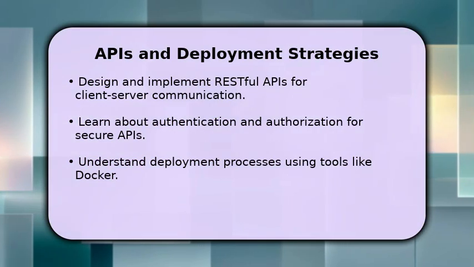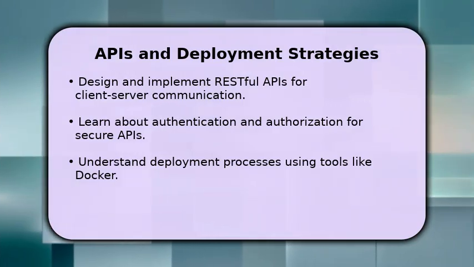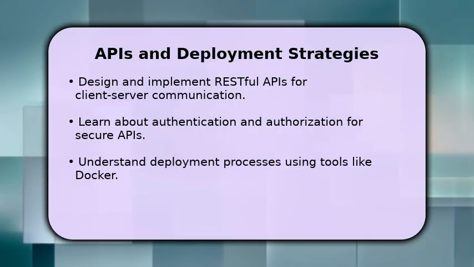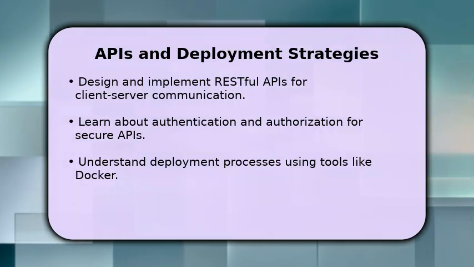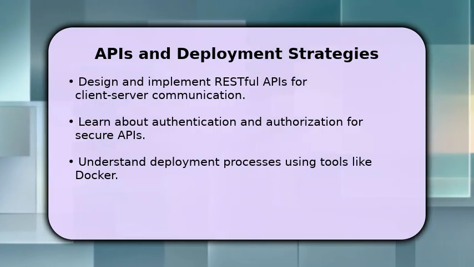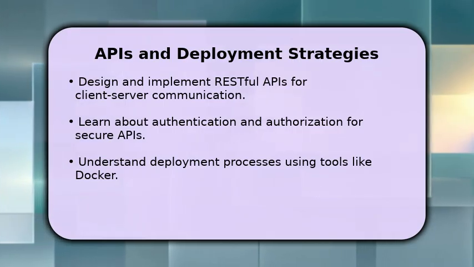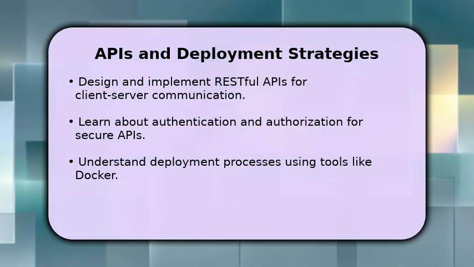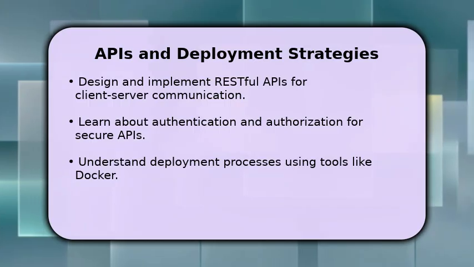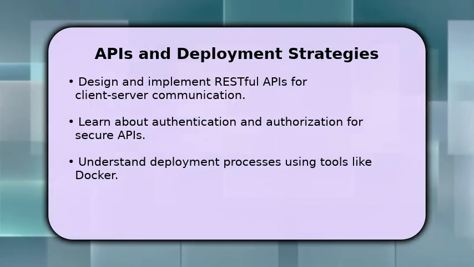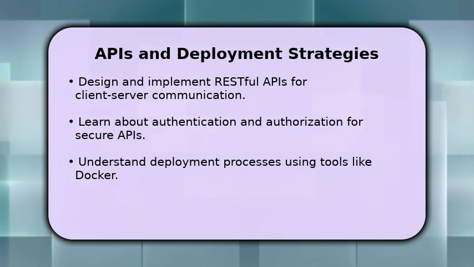The final crucial step is learning API development and deployment. You'll design RESTful APIs, which allow your backend to communicate with front-end applications. Security is paramount, so understand authentication and authorization methods. For deployment, containerization with Docker is a popular choice, simplifying environment management. Finally, explore cloud platforms like AWS, Google Cloud, or Azure to host your applications, making them accessible to users worldwide. This completes your journey to becoming a proficient Python backend developer.